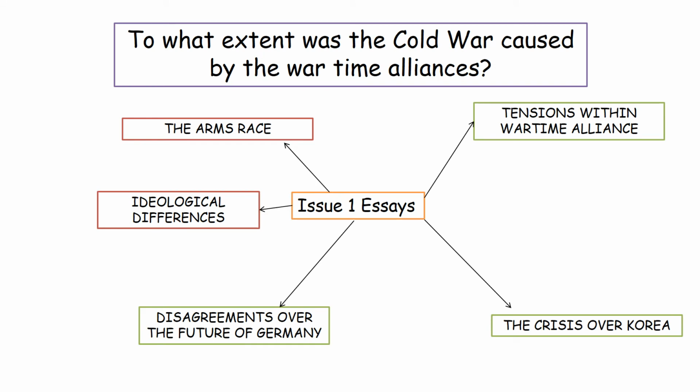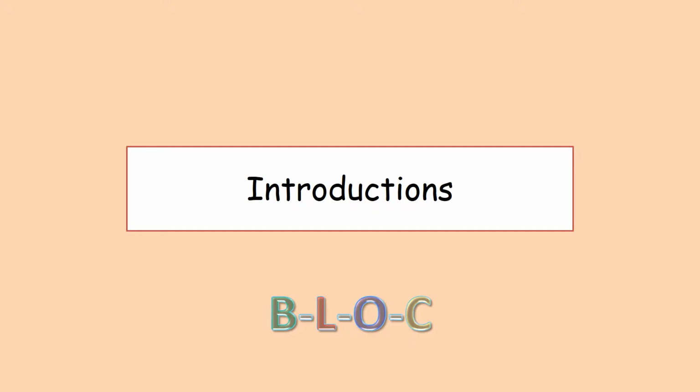Now, the factors that you can discuss in this essay. You have tensions within the wartime alliance, which is in the question. You've got the crisis over Korea. You have disagreements over the future of Germany, ideological differences, and the arms race. So that's the 5 factors that you can write about. Also, tensions within the wartime alliance is in the question, so you need to write about that. Then you choose the other 3 which you would like to write about.